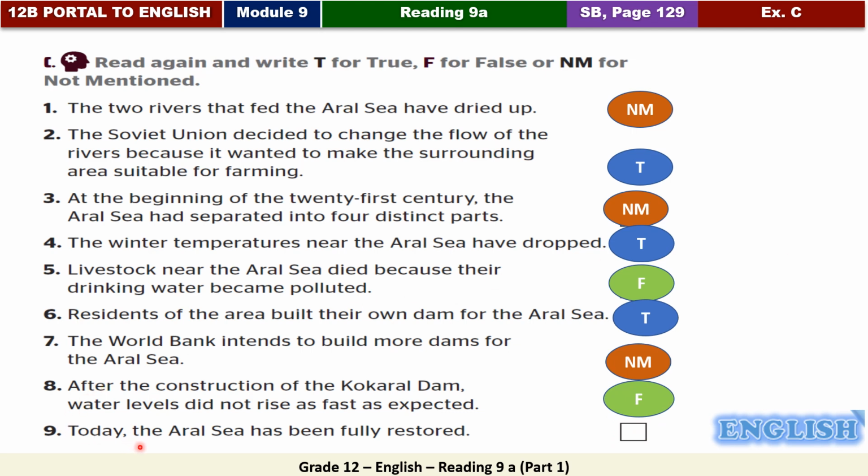What about the last one? 9. Today, the Aral Sea has been fully restored. Okay, very good, it's false. Excellent. Thank you very much for your efforts.